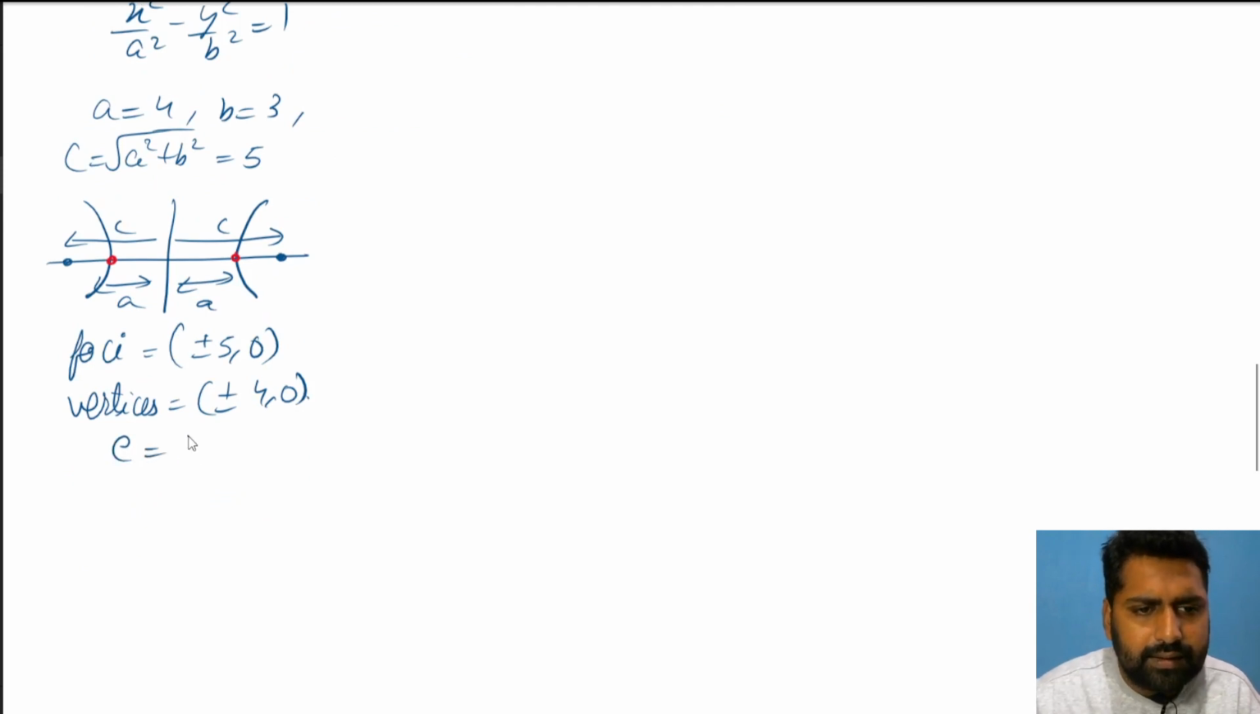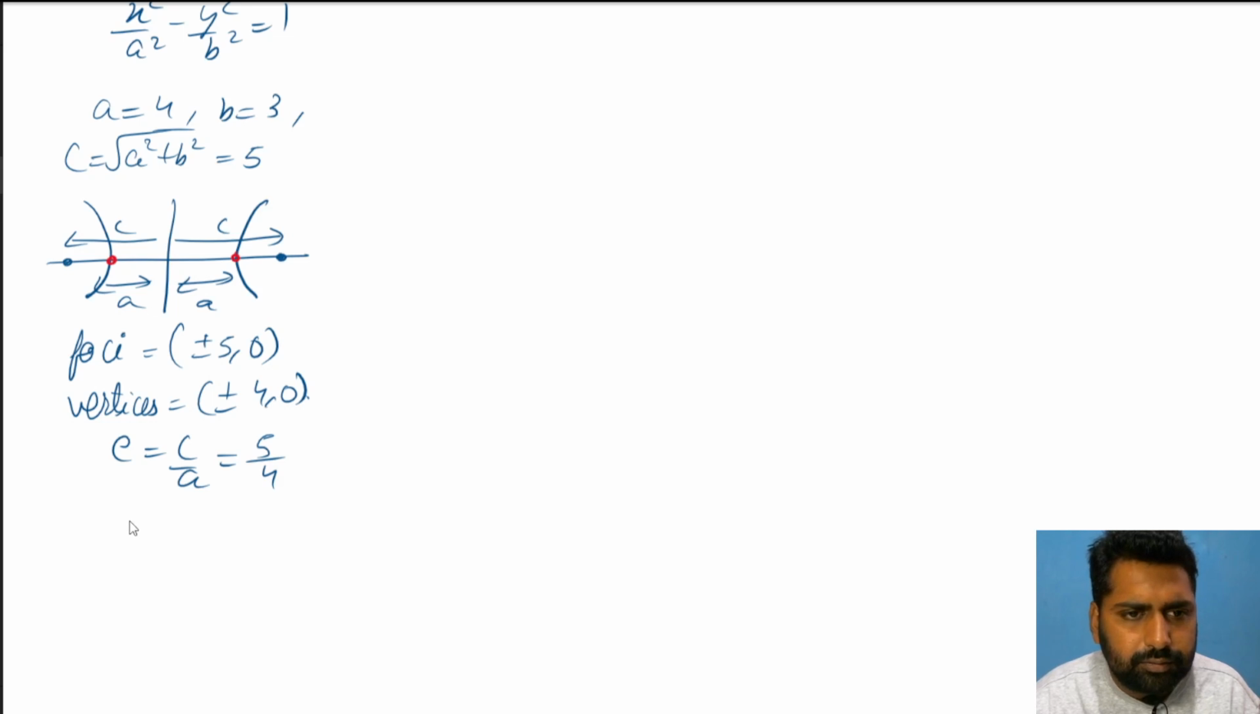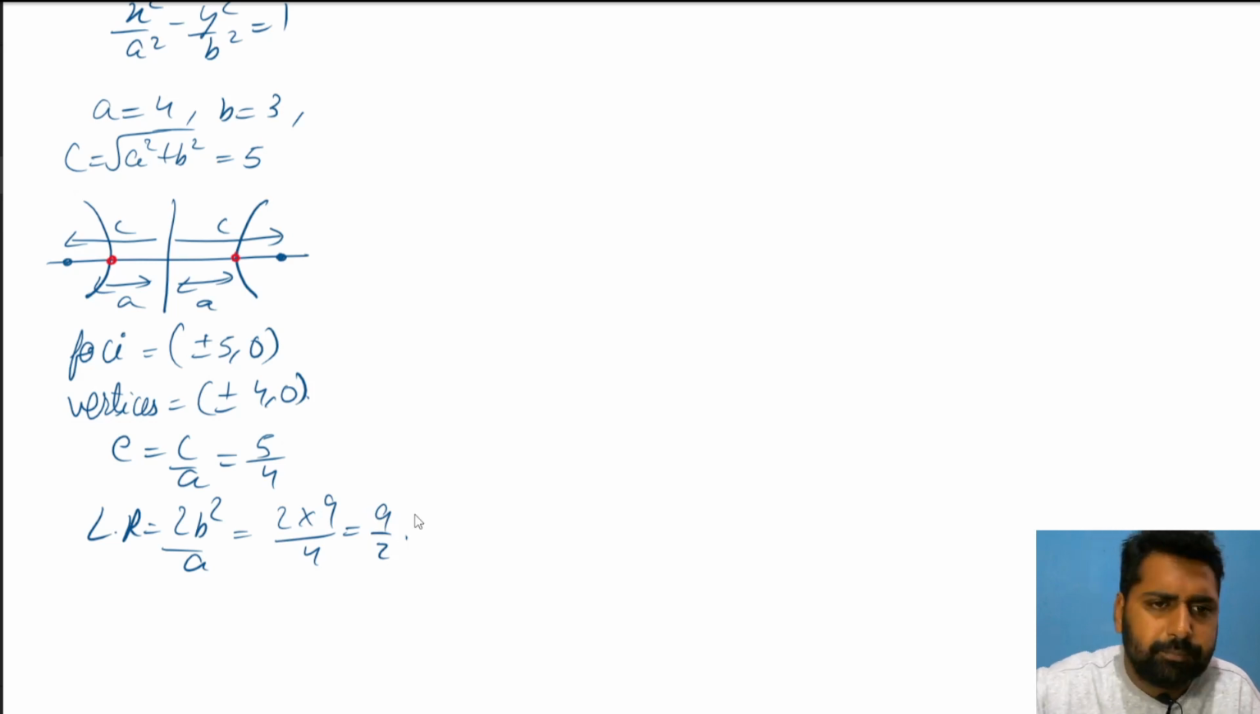So eccentricity is C by A, so C is 5 by A is 4. Then the length of the latus rectum is 2b square by A, b square is 9, so 2 into 9 by A is 4, so 9 by 2, that is 4.5.